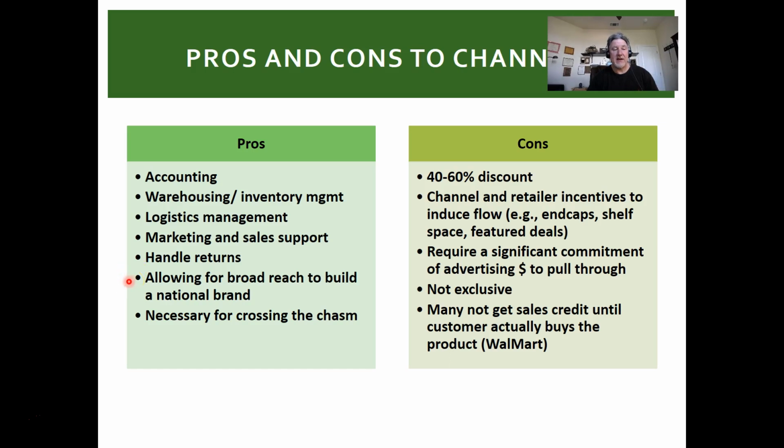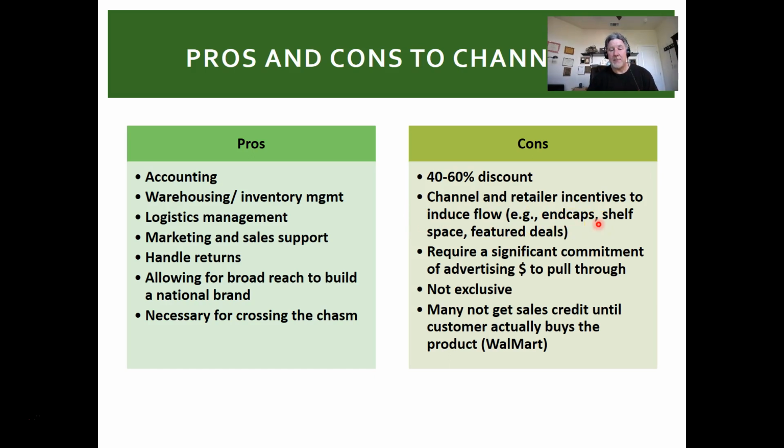And I think the biggest value is allowing for that broad reach to build a national brand, which is very, very important, has balance sheet implications. And it is necessary if you want to get big and cross the chasm, moving into the early majority. The flip side of this is that you're going to deal with a discount, 40, 60%, and that you need to play where you provide incentives, okay, at the retailer level.